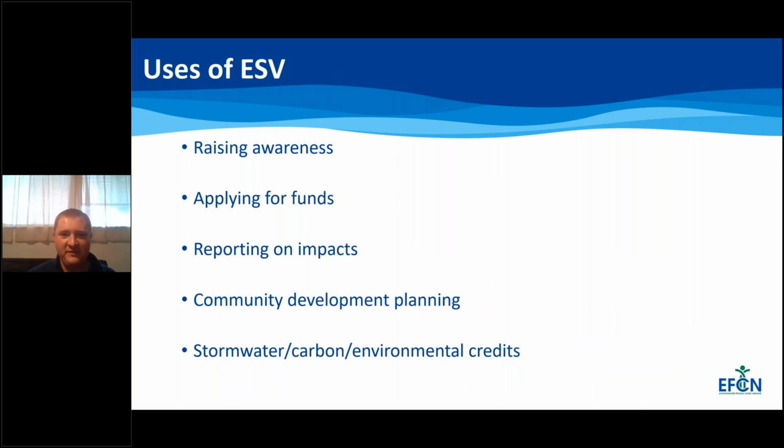So the uses of ESV, how have they typically been used in the past? Ecosystem service valuations can be used to raise awareness of environmental challenges faced by communities. For example, the absence of urban greenery can be linked to an increased exposure to extreme heat. This can have significant impact on communities and even result in loss of life. Using ecosystem service valuation, we can estimate how tree canopy cover can regulate these temperatures and begin addressing climate vulnerabilities.